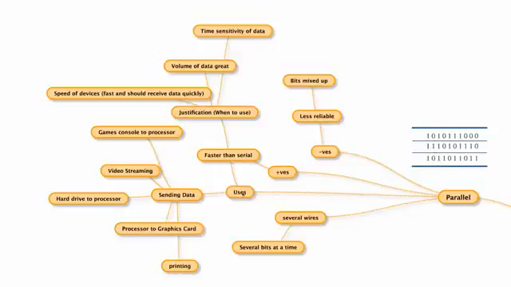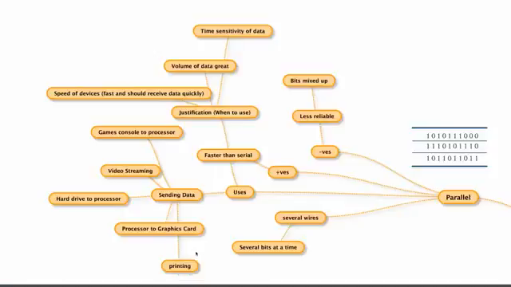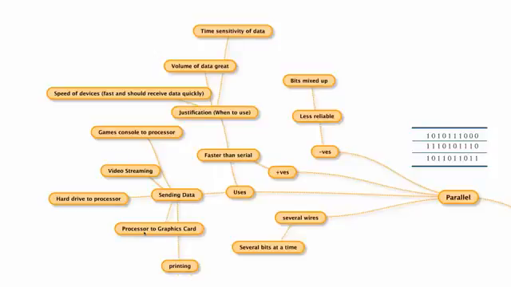An example of use in this case, again sending data, could be a printer. Sometimes you have parallel printers. Those of you who've got a USB printer, obviously that is not an example. But if you have an old parallel printer, where you've got a wire that has several wires within it, then that's an example. The other ones that are more obvious are the processor sending to the graphics card, the hard drive sending data to the processor, video streaming, or a games console sending data to the processor.